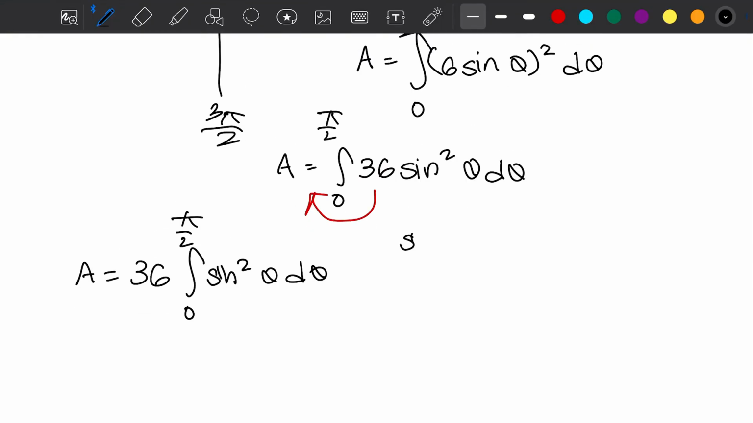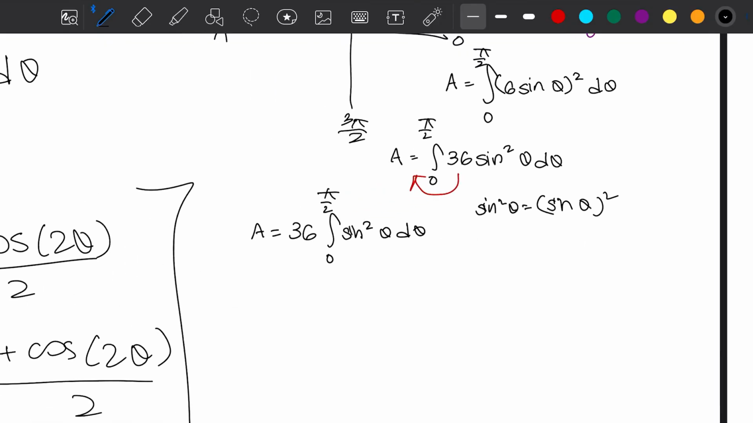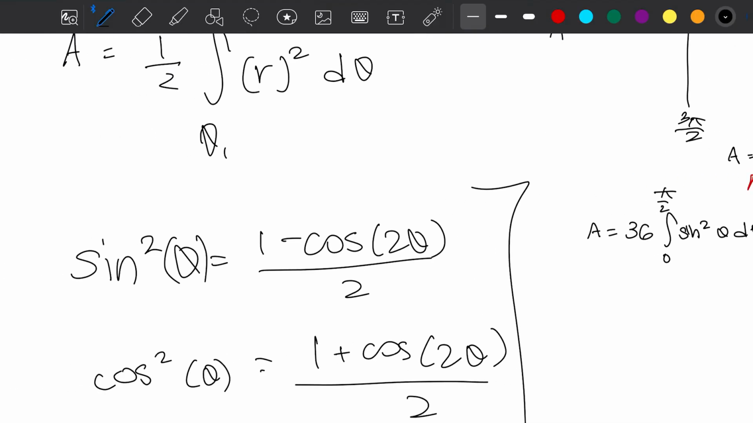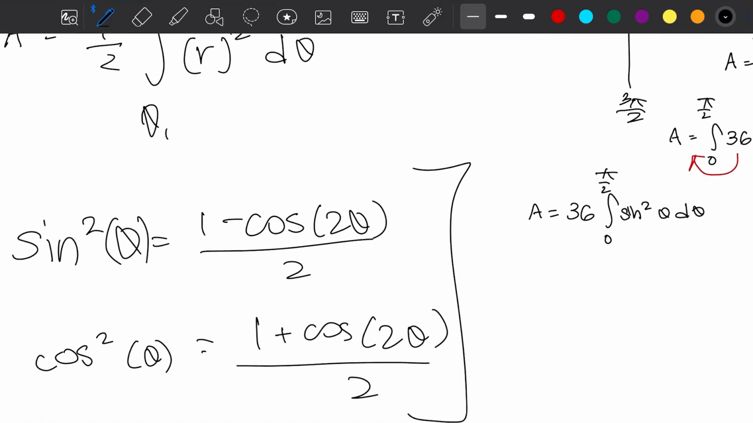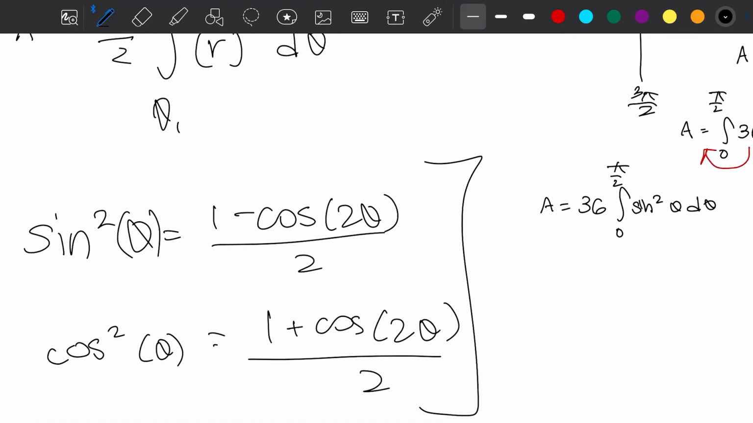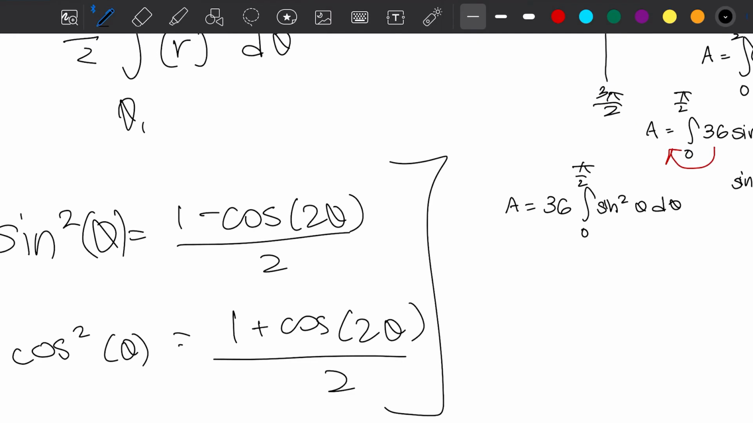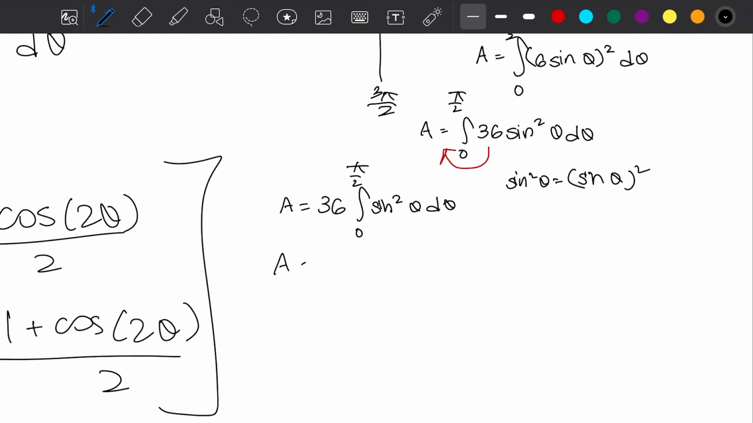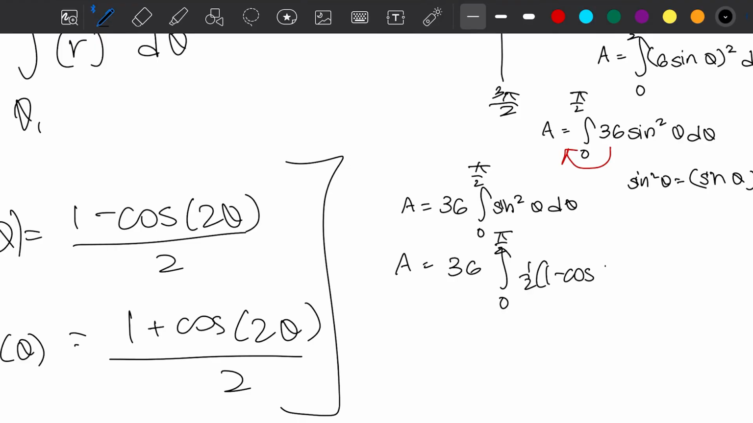Sine squared theta is the same thing as sine theta times sine theta. You could do the whole power rule and trig integration thing, but what I'm going to do here is go back to these two formulas that I wrote earlier. These are the trig identities that you probably learned in pre-calculus. If not, I strongly suggest that you review those, but this is what I'm going to refer to in this video. You're going to now have A equals 36 times the integral from 0 to pi over 2 of 1/2 of (1 minus cosine 2 theta) d theta.